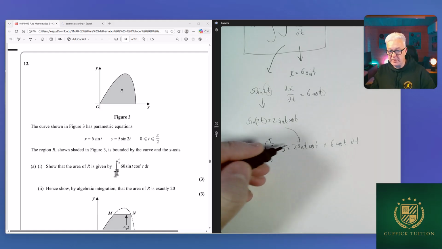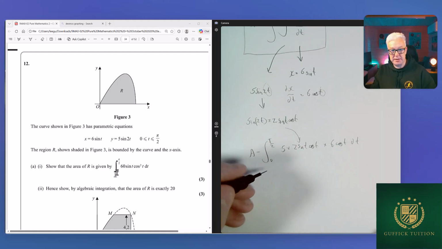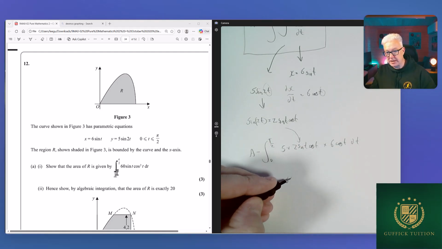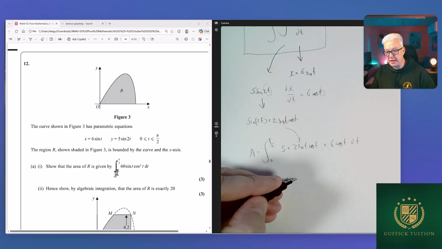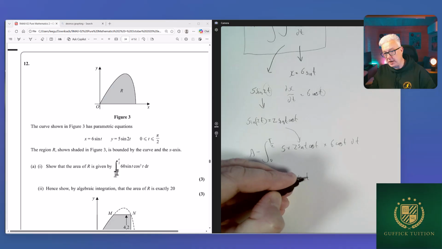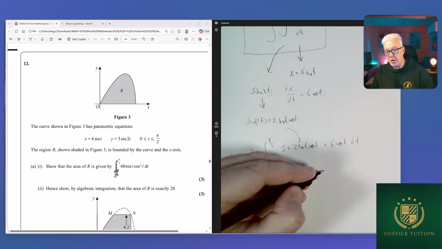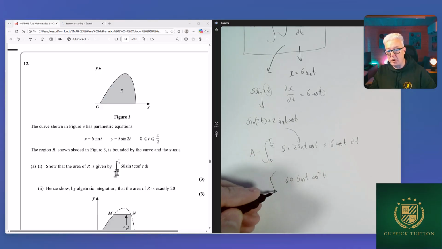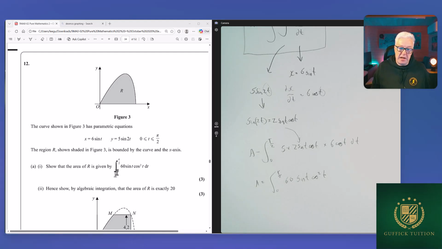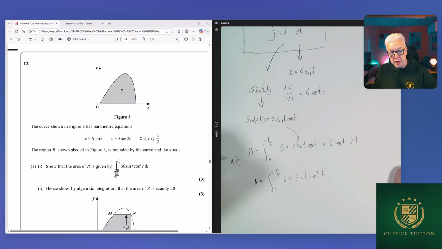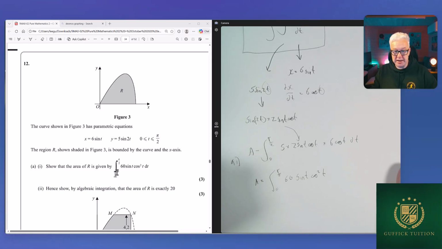Now, 2 times 5 is 10, and 10 times 6 is 60. So we have 60, and we've got sine, and we've got cos and cos, so it's 60 times sine t cos squared t. As required. We've basically derived the thing that we had to do, so that's okay. That's question A part 1 done. Now part 2, hence show by algebraic integration that the area of R is exactly 20.